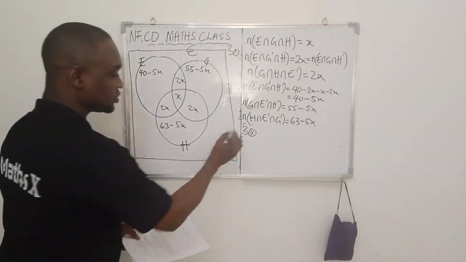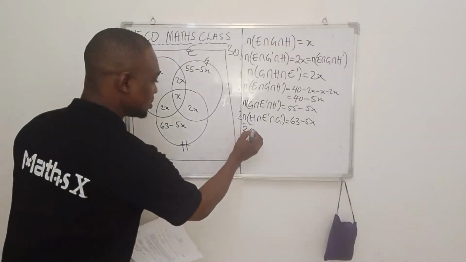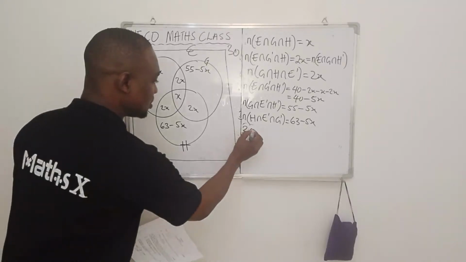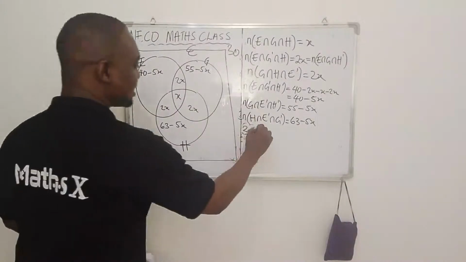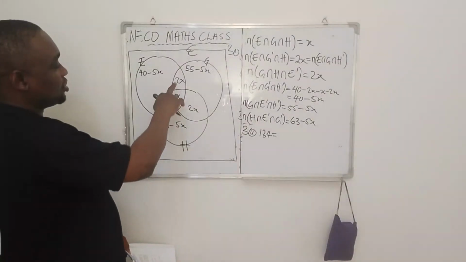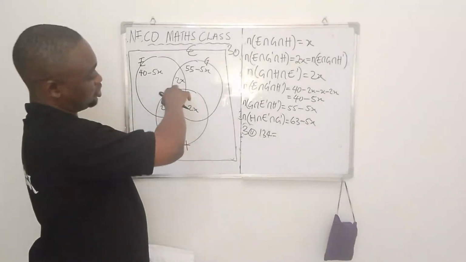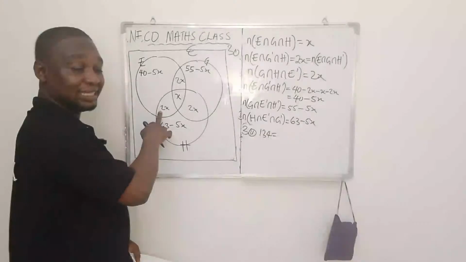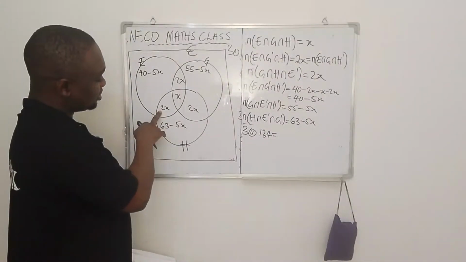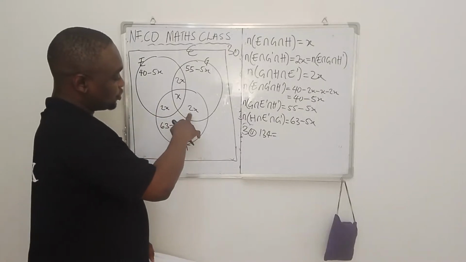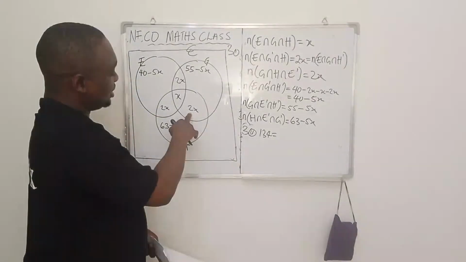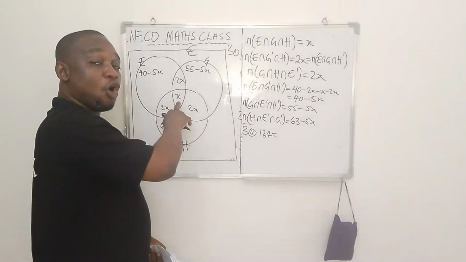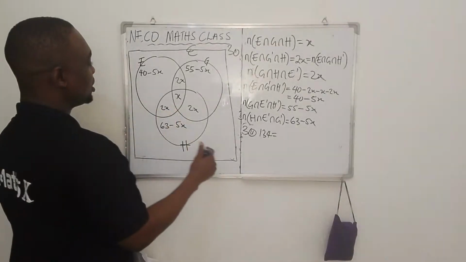So to find x, the mother set is 130. Study strictly economics and government, number that studies strictly economics and geography, number that study only, I think that's the term they use here, government and geography, then number that study all 3 subjects. Yes. So here we go.